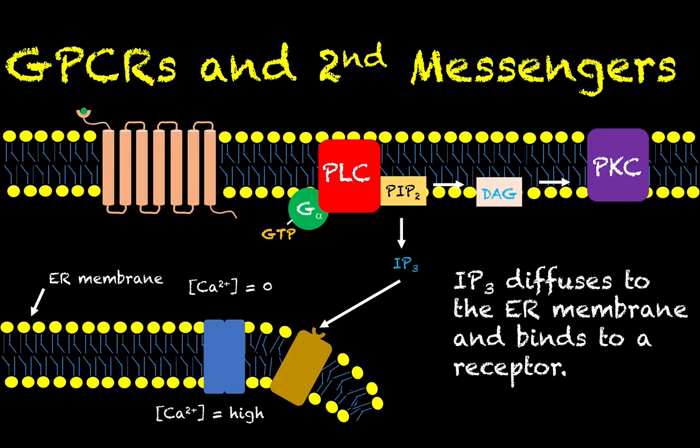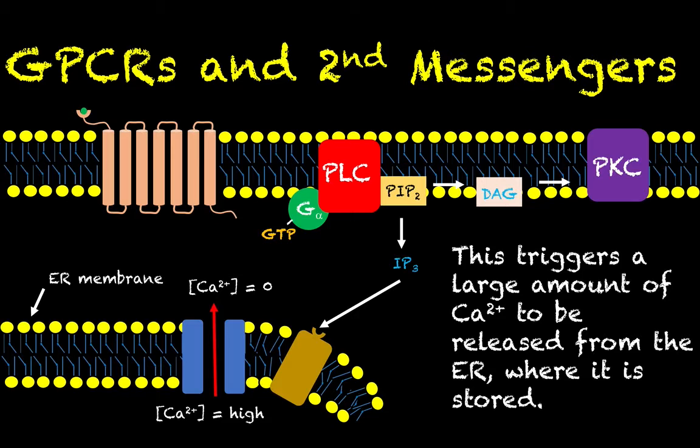IP3 will diffuse through the cytoplasm, and it will bind to a receptor that is on the membrane of the endoplasmic reticulum. Something we may or may not have mentioned in detail before is that one of the major functions of the endoplasmic reticulum, in addition to protein and lipid synthesis, is that it acts as a storehouse or a reservoir for large amounts of calcium. Calcium can sometimes cause problems inside of cells because any phosphate compounds, including DNA, will become very insoluble in water if they interact with calcium.